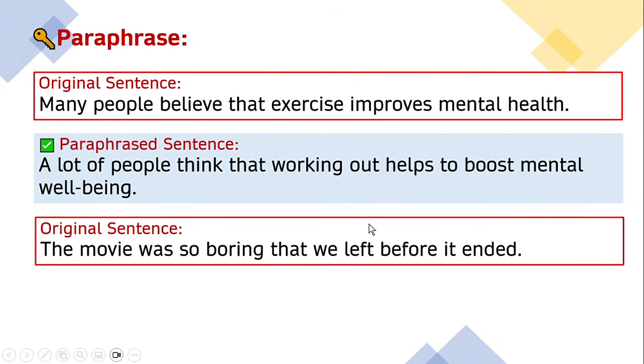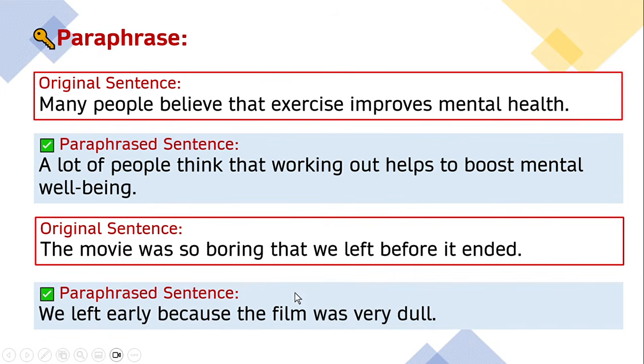Another example: the movie was so boring that we left before it ended. If you look at this sentence, we can make some changes and also use synonyms to paraphrase it. So it can be: the film was very dull, so we left early. Instead of saying before it ended, we can say we left early. Instead of movie, we can say film. Dull is a synonym of the word boring, and I use very here instead of so.